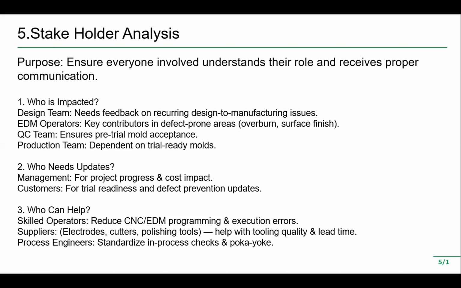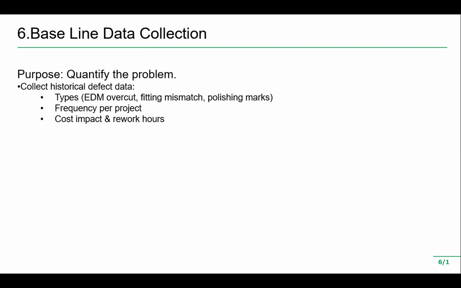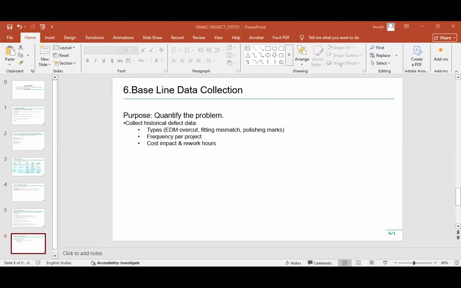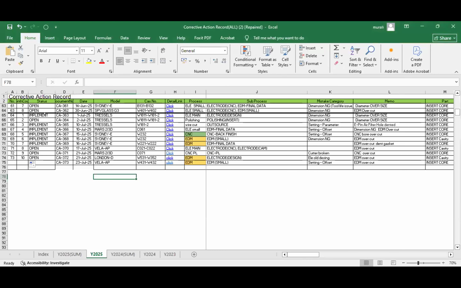Okay. So now we are doing the POCO for each and every process. And this is the data collection, sir. Actually, quantify the problem. So the types I explained, the EDM or data. So I will show the Excel file also. So current problem is like this.